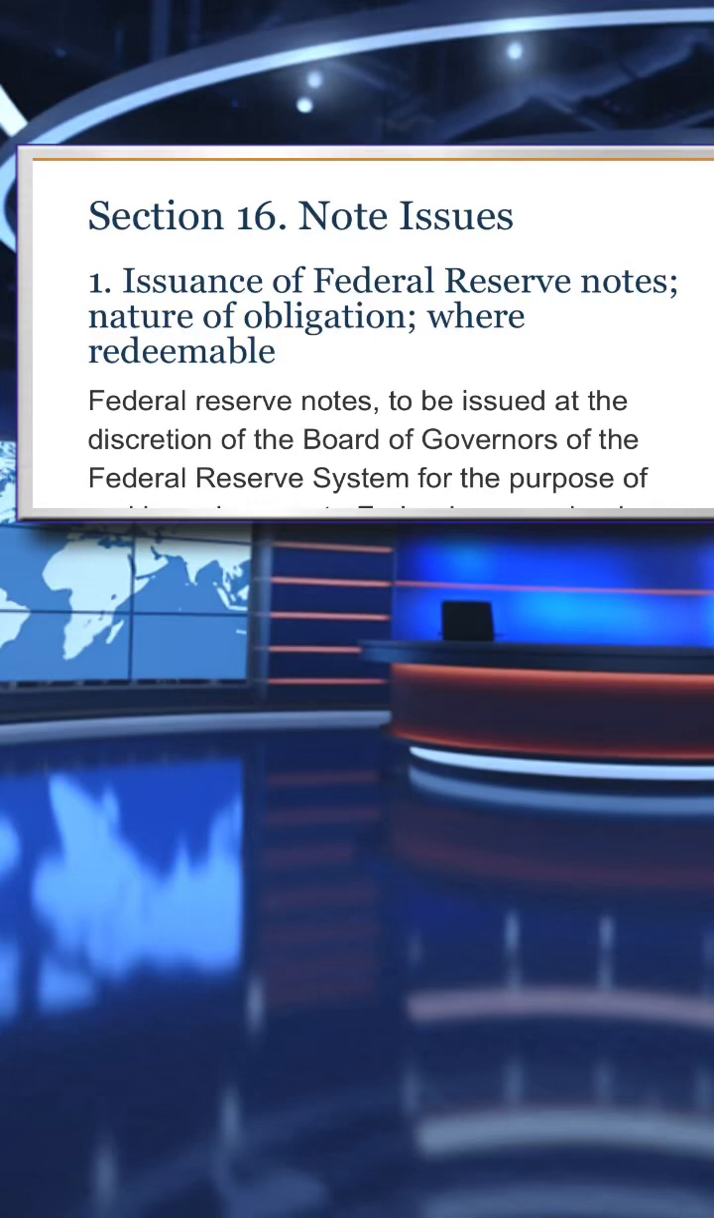All right, now, number 5, and again, for those just joining, we are reading Federal Reserve Act Section 16, note issues. We're at Part 5. Deposit to reduce liability for outstanding notes. Any Federal Reserve Bank may at any time reduce its liability for outstanding Federal Reserve notes by depositing with the Federal Reserve agent its Federal Reserve notes, gold certificates, special drawing rights certificates, or lawful money of the United States.